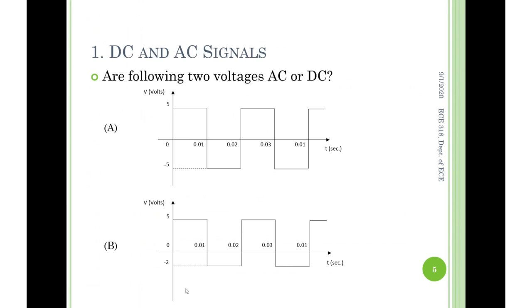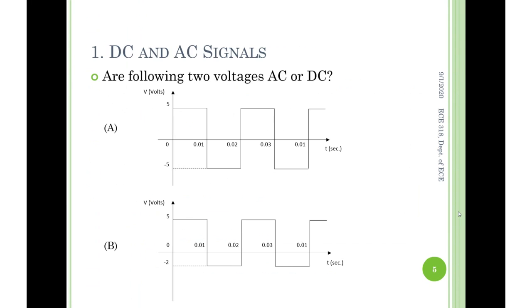Therefore, signal B is which case? Is it purely AC, purely DC, or mixing between AC and DC? Which one? Mixing? Yes, correct. Very good, very good. I received quite a few correct answers. Thank you for answering the question. It's mixing between DC and AC.